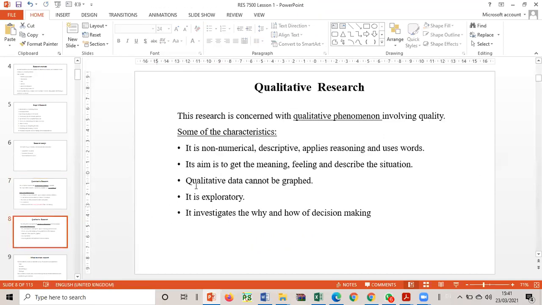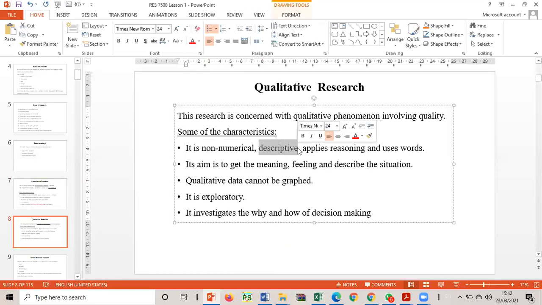Whereas here we are able to evaluate the person's opinion, positive or negative, and describe why the person says so. So here it applies reasoning. You tell and give reasons why. How do you like working from home? Yes, I like it, and describe why. I don't like it, describe why, using all words. There are no numbers here. The aim is getting the meaning, feeling, and describing the situation. More of describing the situation.